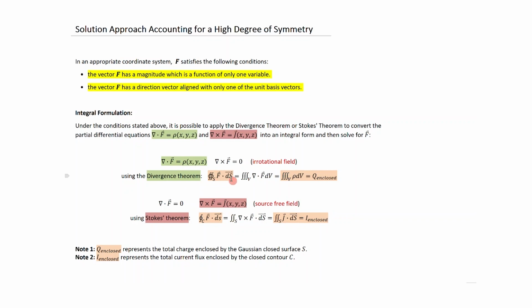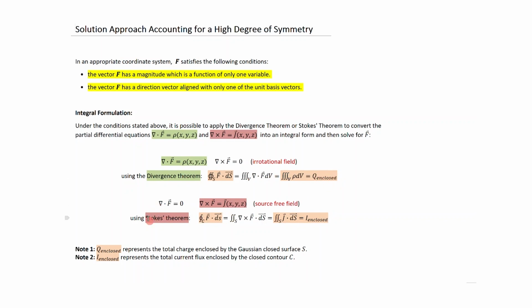of F over the surface, that's equivalent to taking the divergence of the vector field integrated over the volume dV. But the divergence of the field is rho, so this is like integrating the charge density over the volume, which gives the total charge enclosed. So this is a type of expression that we'll be working with.